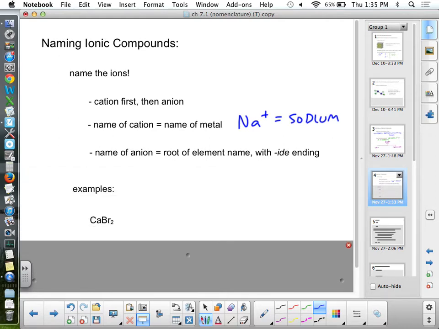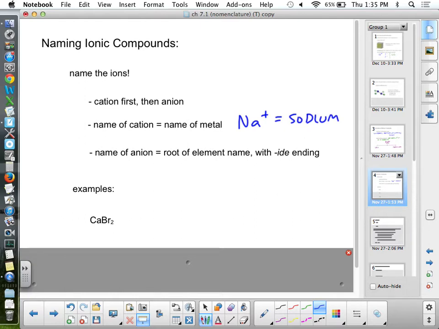So let's look at some examples. CaBr2, I know that this exists as calcium 2+ cations plus Br- anions. The name of the cation is calcium. For the name of the anion, I'll take the root of the name of the element bromine, which is brom, and add the -ide ending to give me calcium bromide.